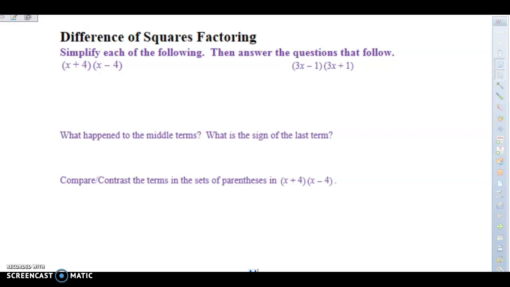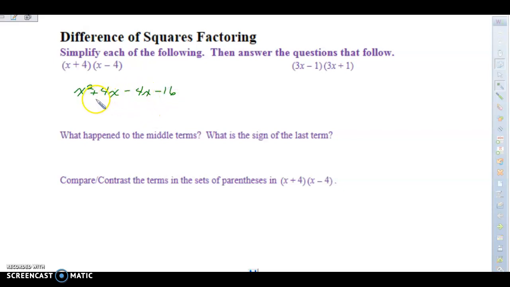Today we're talking about the difference of squares factoring. So we have a couple of factorings here, and we're just going to do like we normally do and multiply them out. So x and x is x squared. That'd be 4x. And this would be negative 4x. And this would be negative 16.